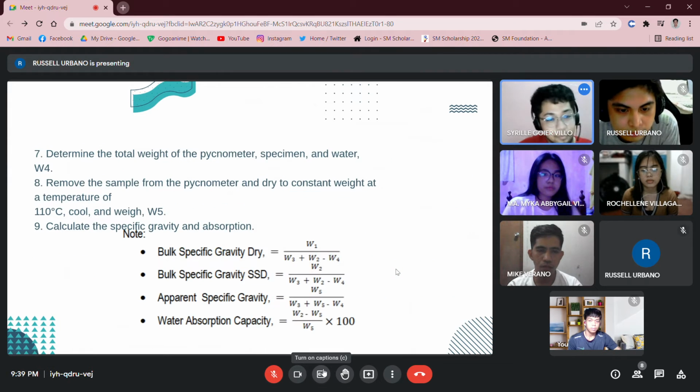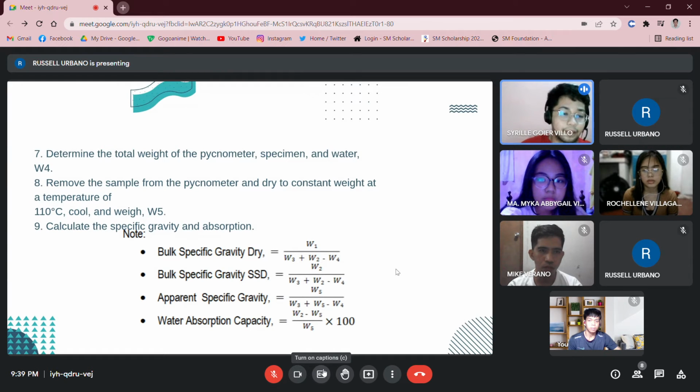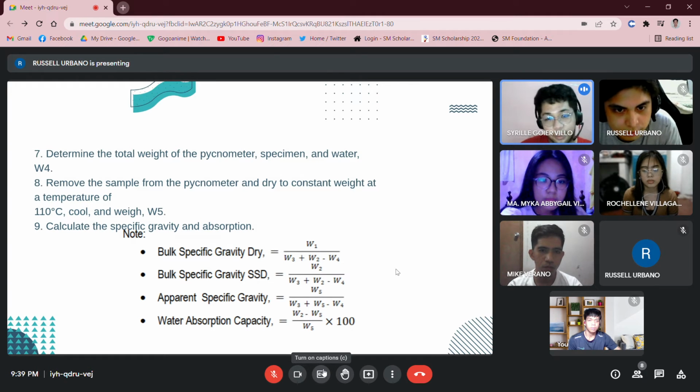Next, the seventh step is to determine the total weight of the pycnometer, specimen, and water, and it is weight 4. Eighth step, remove the sample from the pycnometer and dry to constant weight at a temperature of 110 Celsius. Cool and weigh, and it is weight 5. And the last step is to calculate the specific gravity and absorption. And here are the formulas for the computation of fine aggregates. Next.